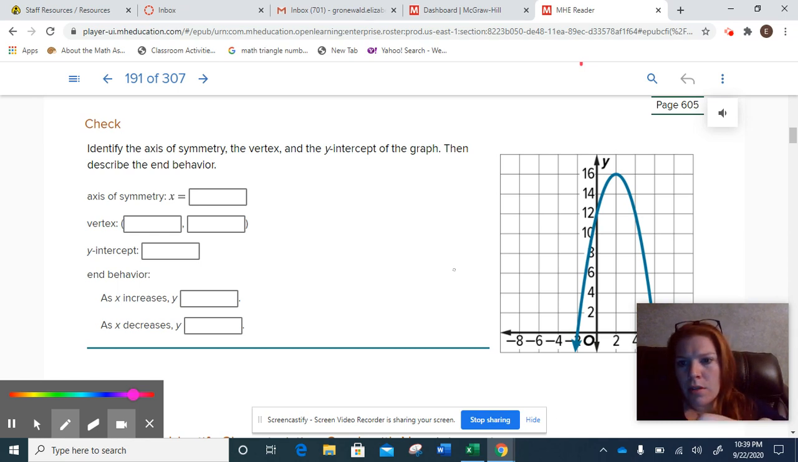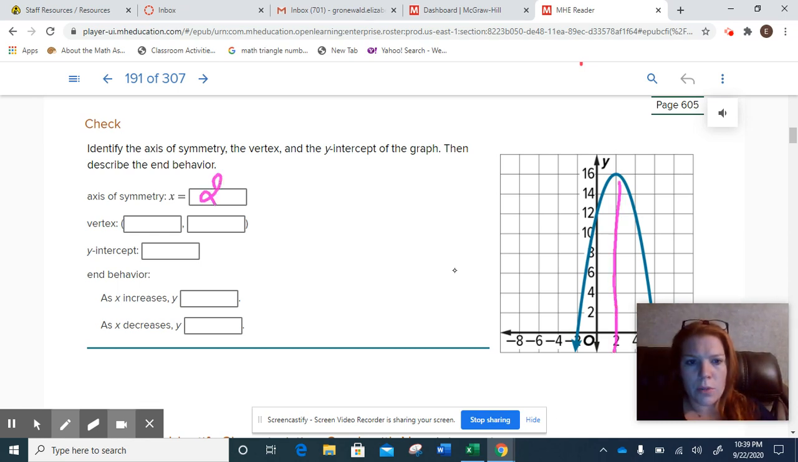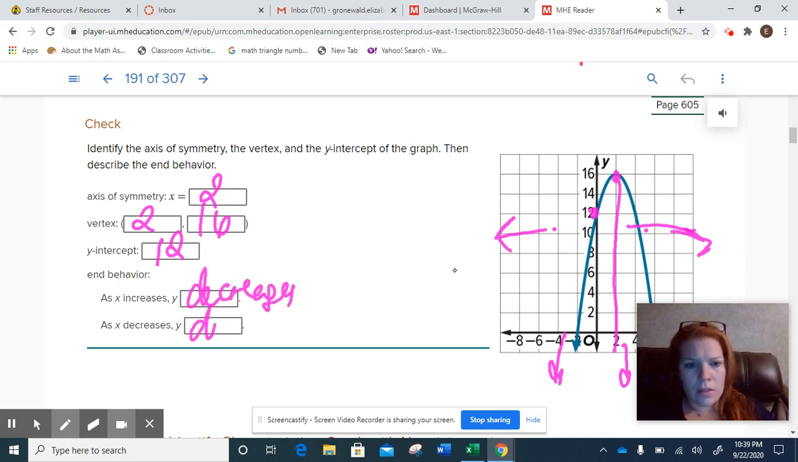So axis of symmetry, right in the middle, is at 2. Our vertex, right here, is at (2, 16). Our y-intercept, where it's crossing the y-axis, is at 12. Our end behavior, as x increases or goes this way to the right, what's y doing? As x decreases, what is it doing? And I see both arrows going down, so that means they are both decreasing. There we go.